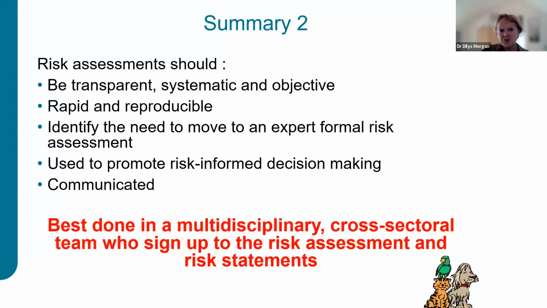So risk assessment should be transparent, systematic and objective, rapid and reproducible, and once you've got a system, you can easily go through and review it quite quickly. It also identifies the need to move to an expert formal risk assessment. Don't be afraid to say, this is huge, this is going to be big, we need an expert formal panel here. It's used to promote risk-informed decision-making, and most importantly, any risk assessment should be communicated. There's no point doing them if you don't tell anyone what's happening. And this is obviously best done in a multidisciplinary cross-sectoral team who then sign up to the risk assessment or any risk statements.